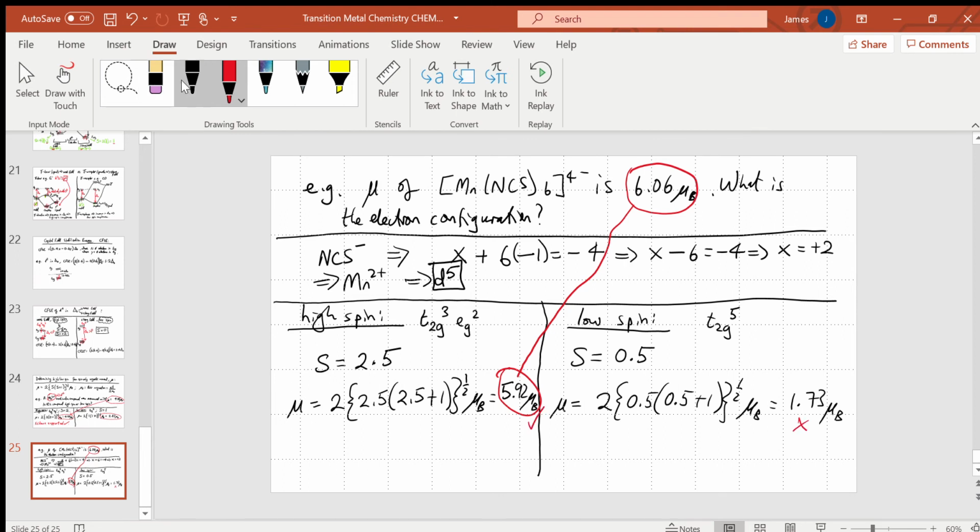So we have evidence that this complex is actually high spin, and so we have evidence that the electron configuration is t2g3 eg2. And not only that, but if this were an unknown ligand, we've also just learned that NCS-, we have evidence that it's a weak field ligand.